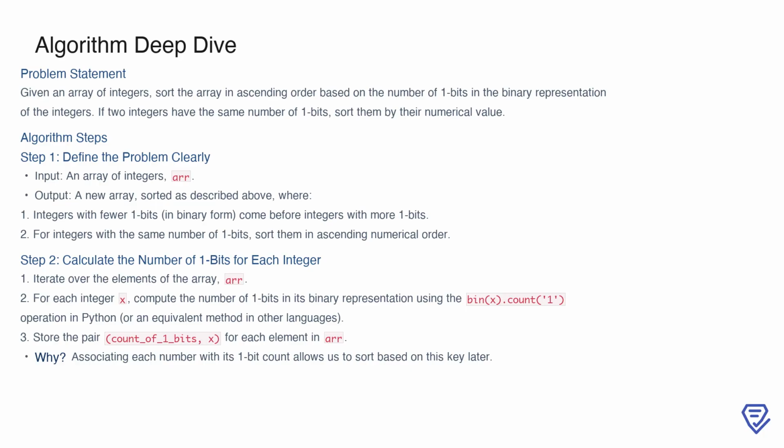Using Python, for instance, the bin(x).count('1') operation gives the count of 1 bits in the binary representation of any integer x. We then pair each integer with its respective 1-bit count, creating tuples like (count of 1 bits, x). This allows us to use the count as a sorting key later, making the sorting process straightforward and efficient.